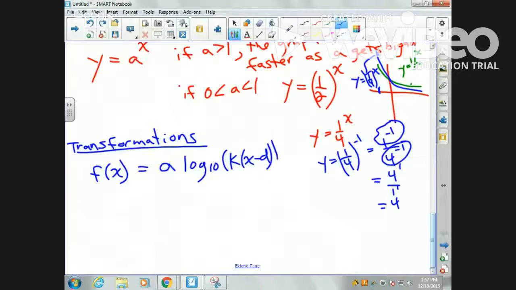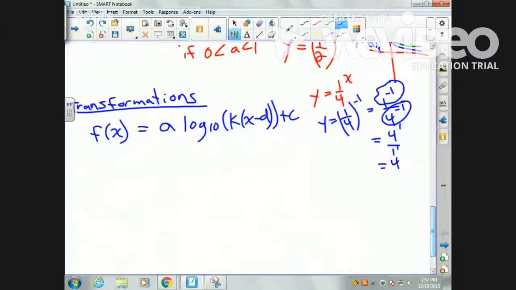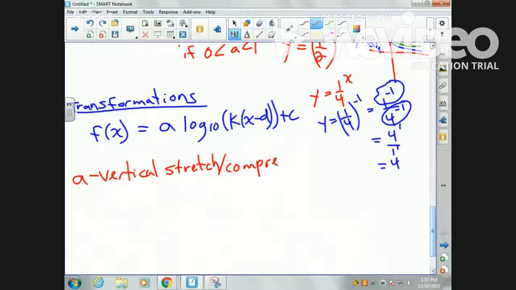A is the vertical stretch or compression. So this should look very familiar to you. I feel like we've done it to death. Remember that a is a vertical stretch or compression. Everything that we've talked about before about these graphs applies here, which is why we're blasting through this fairly quickly. And as Cam said, we get a reflection in the x-axis here as well.